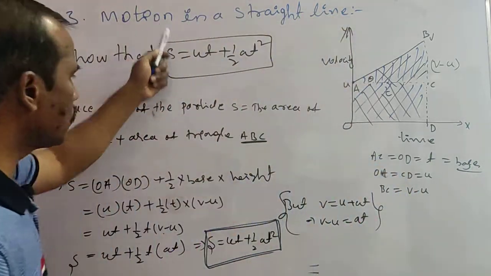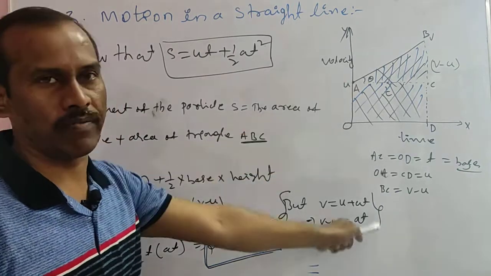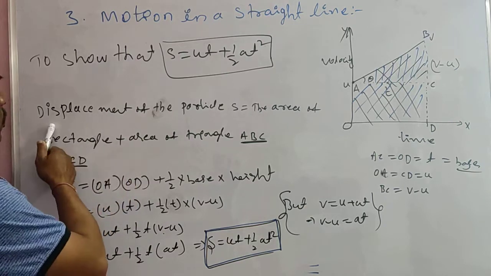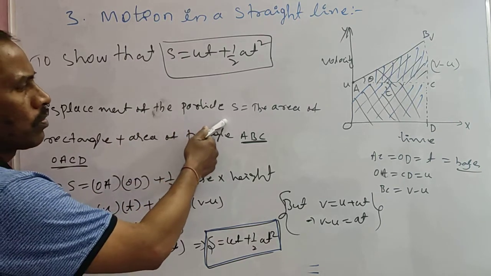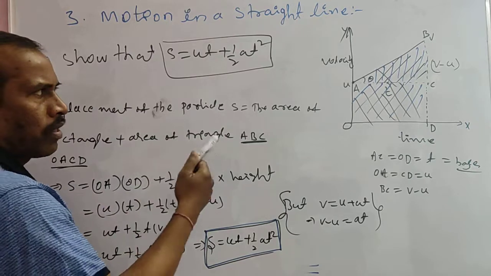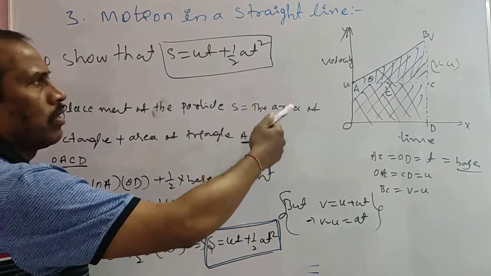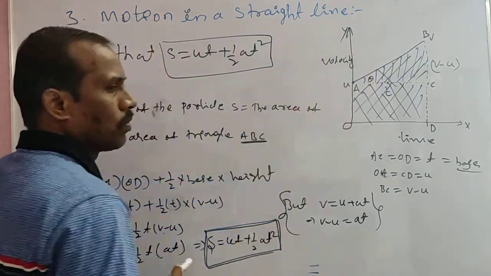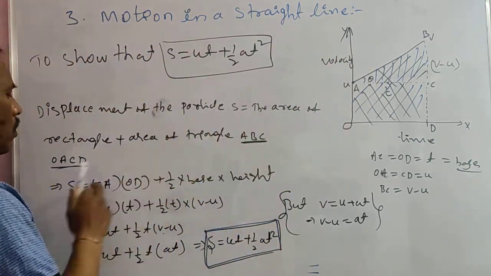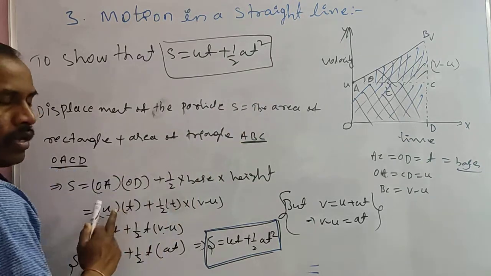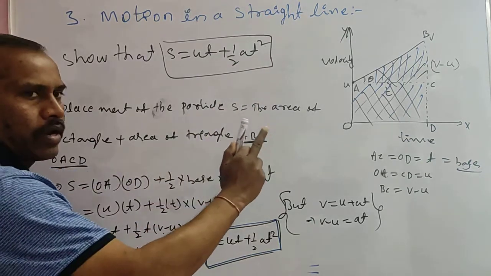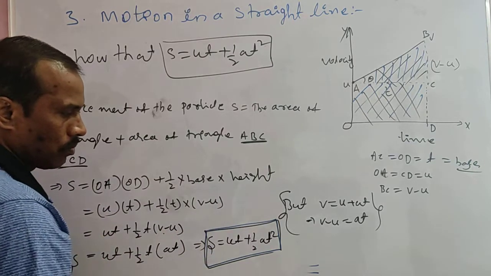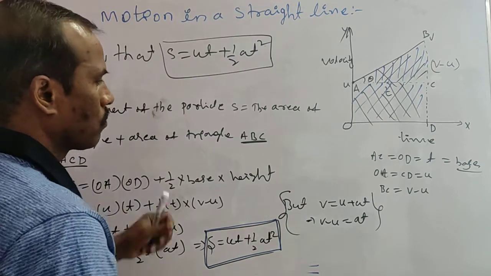This one is the graphical method. Now the general method, note this one first of all. The displacement of the particle, this is a straight line, nothing but AC. So the area under AB is equal to the displacement of the particle. s is equal to the area of the triangle plus the area of the rectangle. Substituting the values, finally s is equal to ut plus half at square.